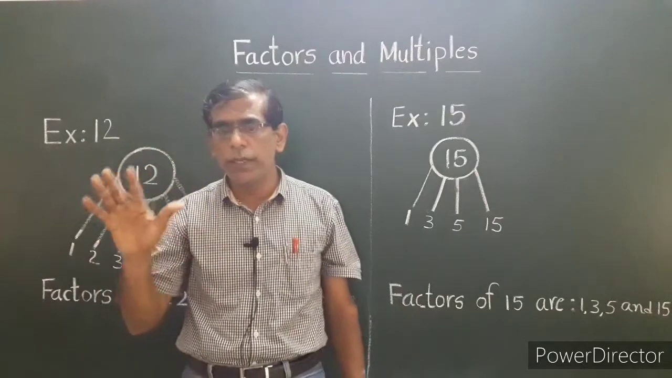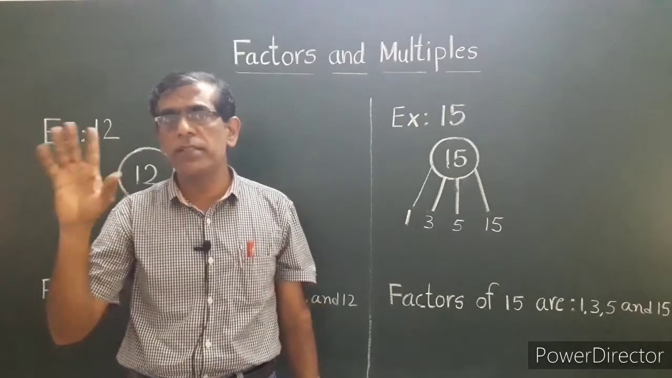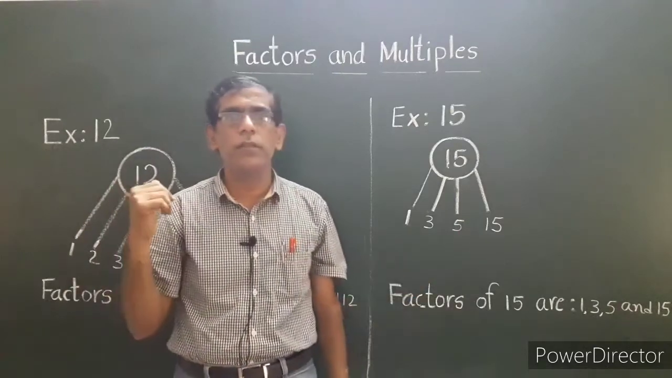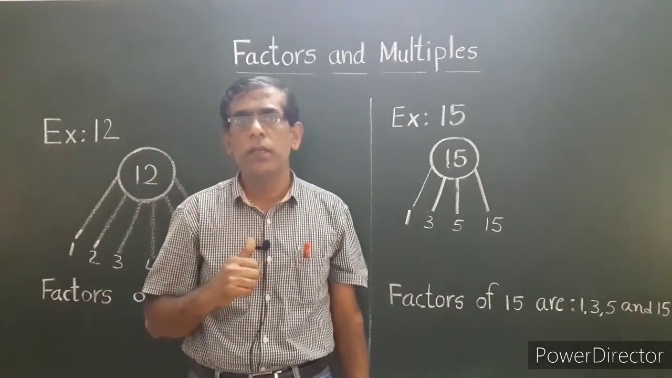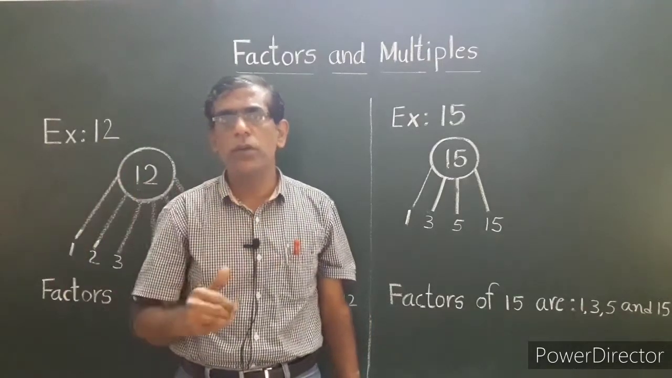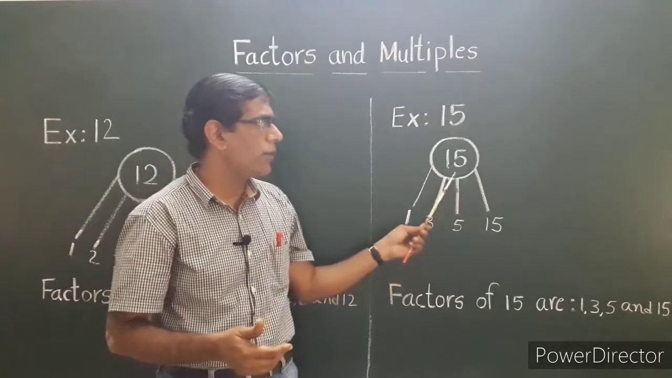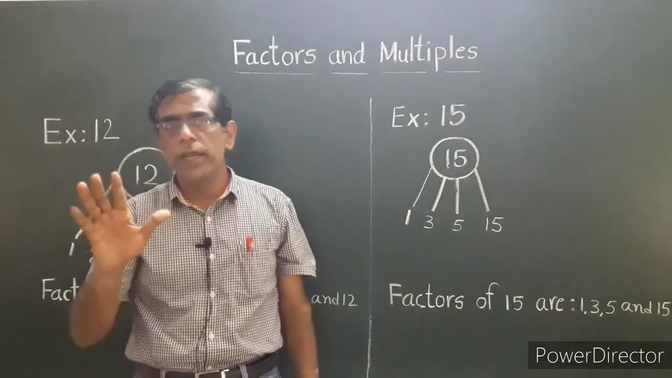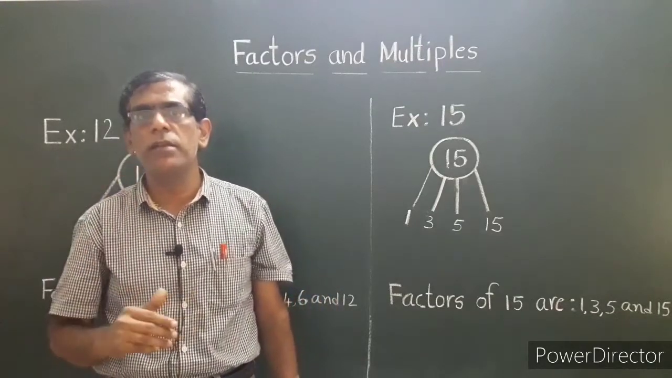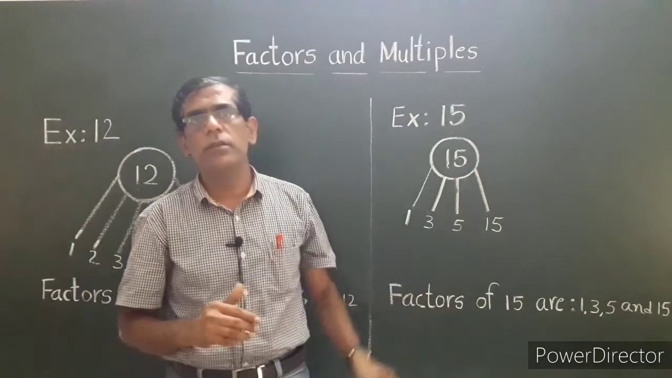If I distribute 10 pens per student, 15 minus 10, 5 pens remain. Then 10 is also not a factor of 15. If I distribute 11 pens, 15 minus 11, 4 pens left. Therefore 11 is also not a factor of 15. If I distribute 12 pens per student, 15 minus 12, 3 pens remain. Then 12 is also not a factor of 15.